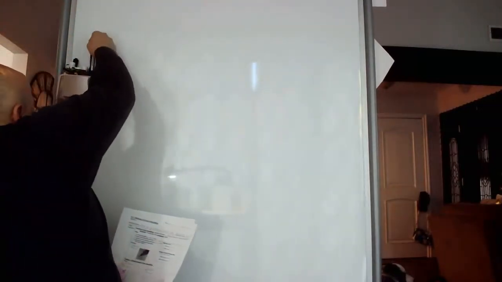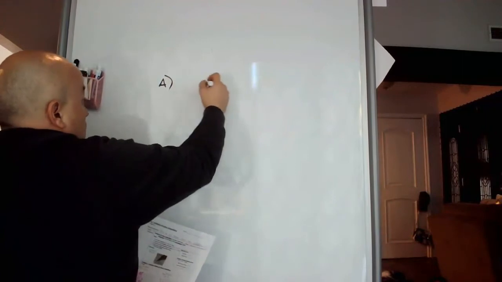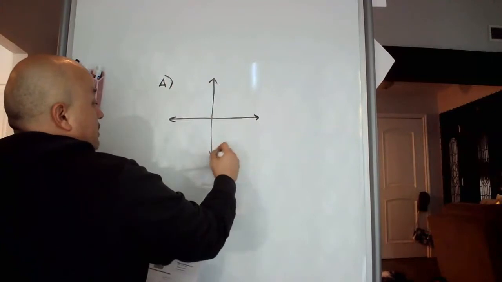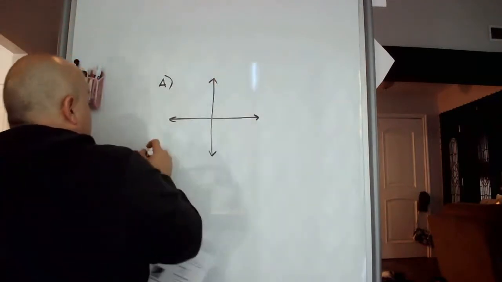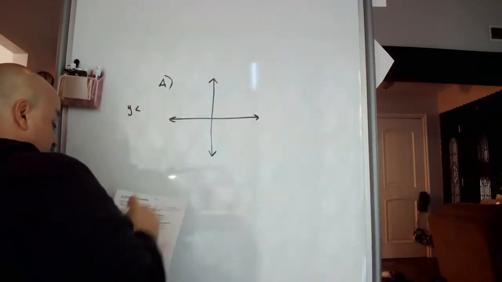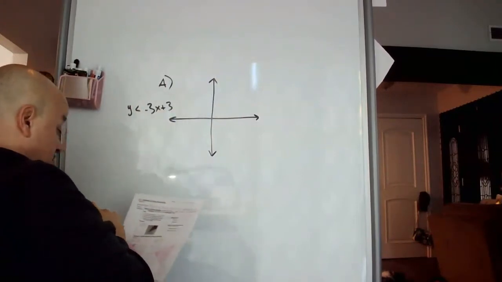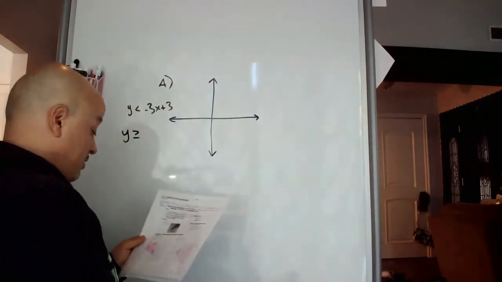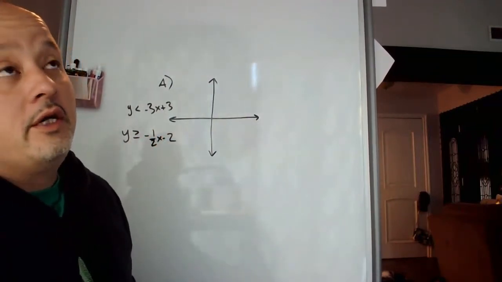The first one, problem 1a. As you can see from this, you don't necessarily need graph paper. The first one says y is less than negative 3x plus 3. The other equation, y is greater than or equal to negative 1/2 x minus 2. So you've got to graph both inequalities on one graph.